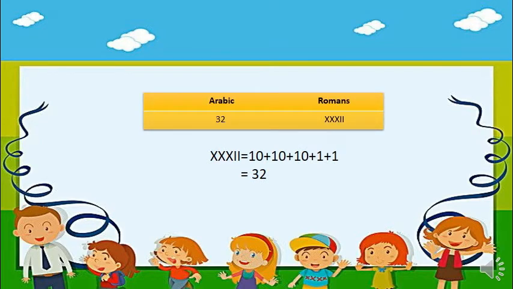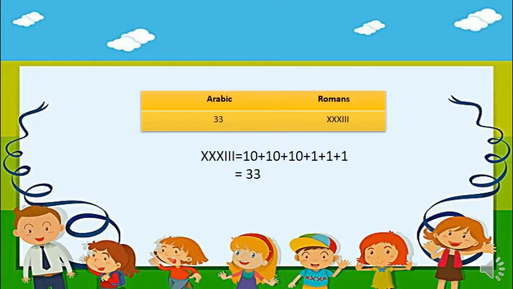Here Arabic number is 32 and Roman number is triple X and double I. So X represents 10 and I represents 1. So add these numbers and the given result is 32.